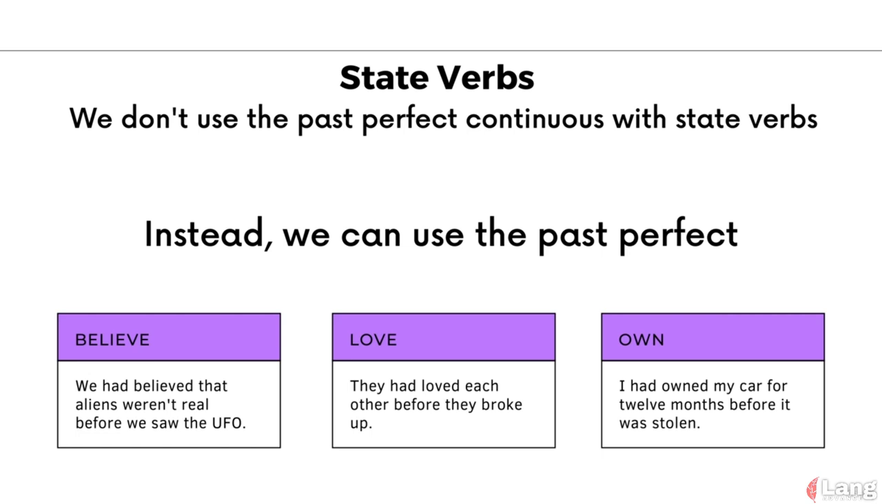We had believed that aliens weren't real before we saw the UFO. They had loved each other before they broke up. I had owned my car for 12 months before it was stolen. All of these are state verbs, so we use the past perfect and not the past perfect continuous because state verbs don't go well with continuous tenses.